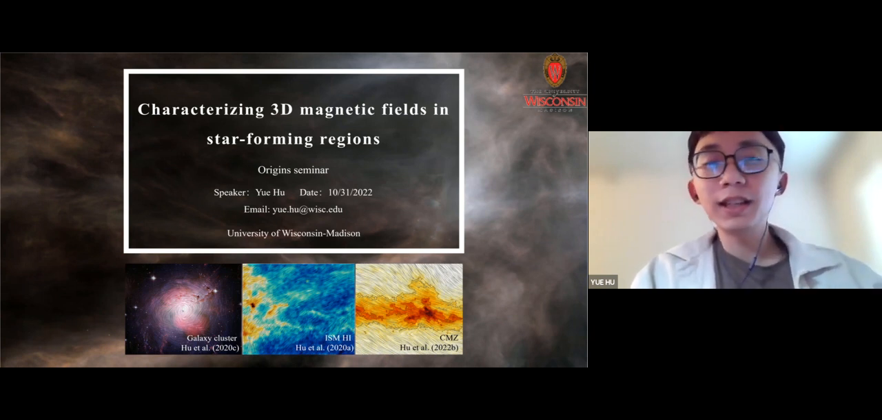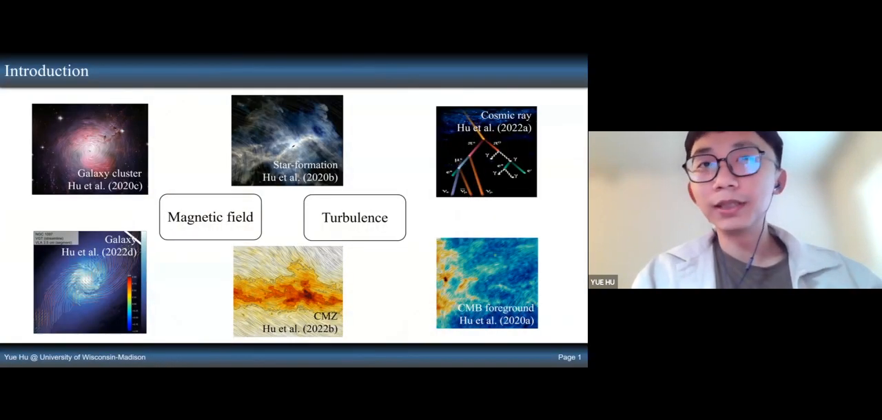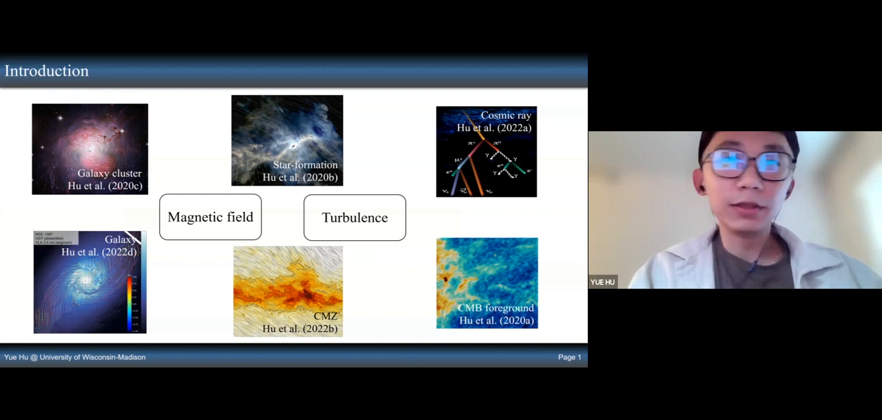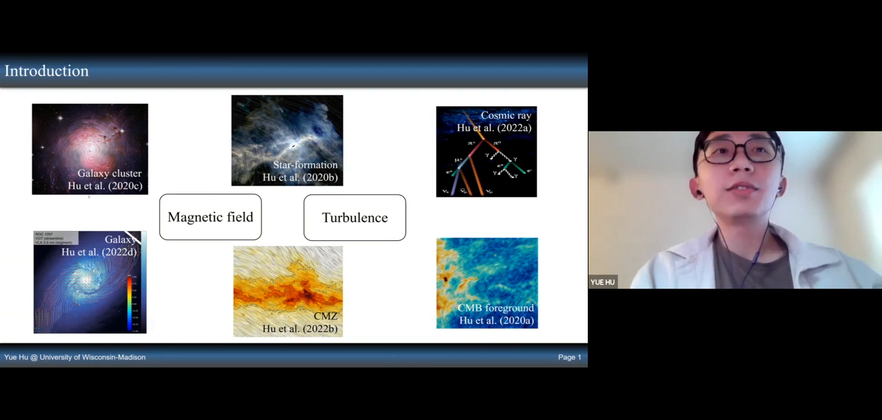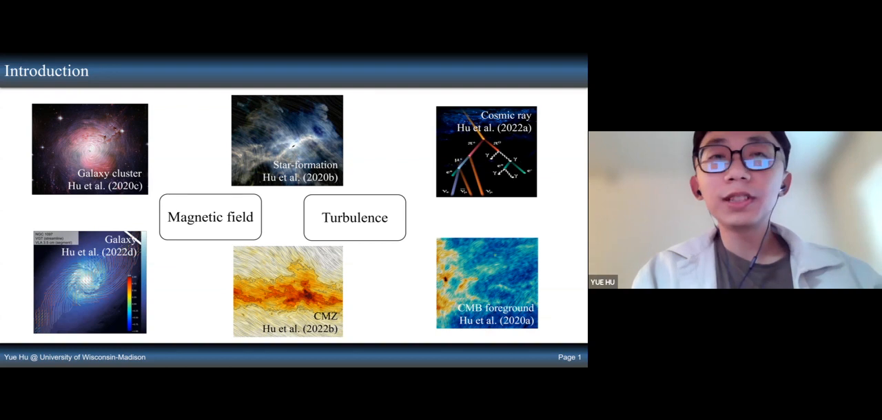First, I would like to begin with some basic introductions about the new method and what magnetic field and turbulence are in astrophysics. Turbulence and the magnetic field are very ubiquitous and pervasive in our universe. They are important in galaxy clusters and large-scale structures in galaxies, and also at smaller scales like star formation, in the central molecular zone, or in regulating cosmic rays. They are so important in many physical phenomena.